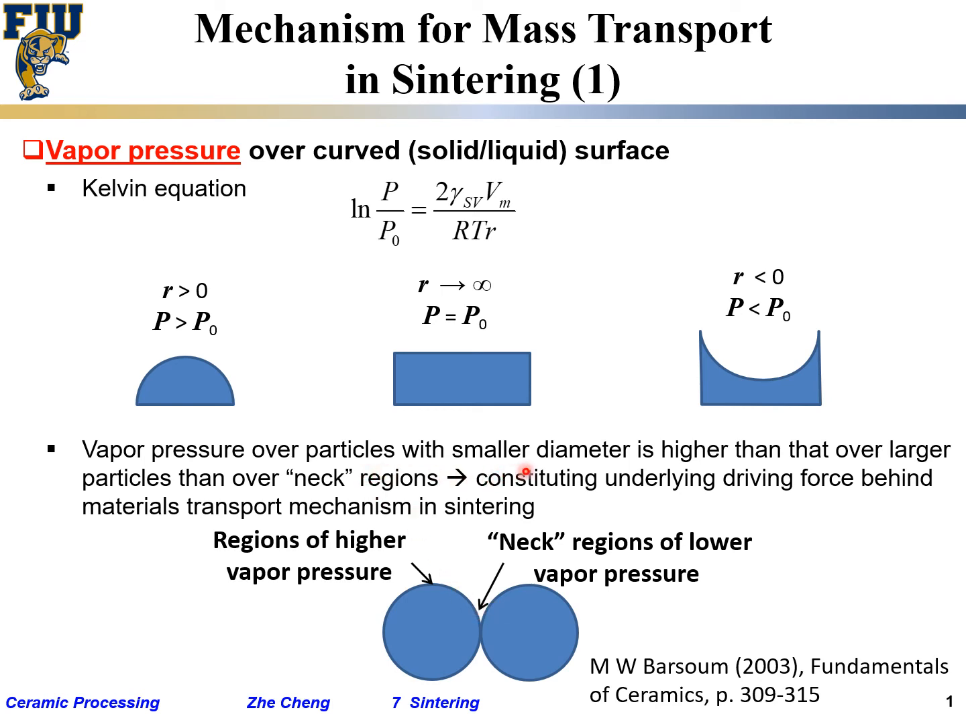Vapor pressure over a particle with smaller diameter is higher than over a larger diameter, than over the neck region. Essentially, here higher than here than here. As a result, this becomes the so-called underlying driving force to drive the material from the sticking-out location, a sharp protrusion, into the neck location or cusp location. Okay? So this is one way to view what is driving the sintering process if it's going by vapor process.